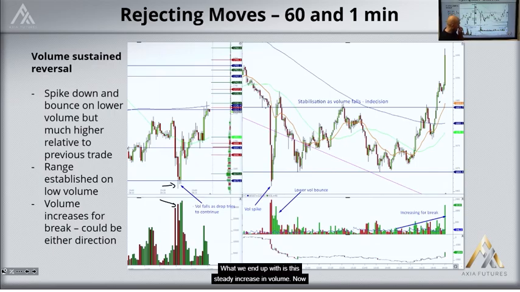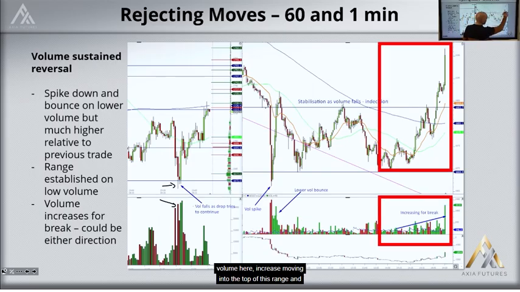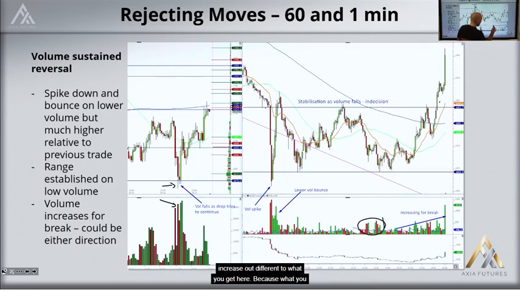What we end up with is this steady increase in volume. Now, it's not huge and not really obvious, but you notice quite clearly if you draw an average increasing in volume here, increase moving into the top of this range and increase out. Different to what you get here, because what you get here is volume does increase as you approach the lower end of the range and very quickly falls off in this zone here. An early indication potentially that the reversal is coming as well, because given the chance to go down, it's not taken it.